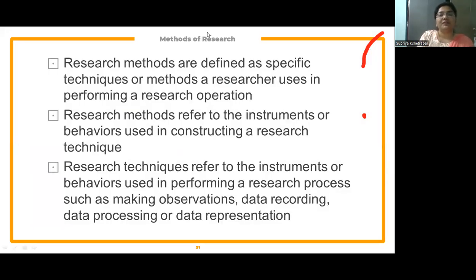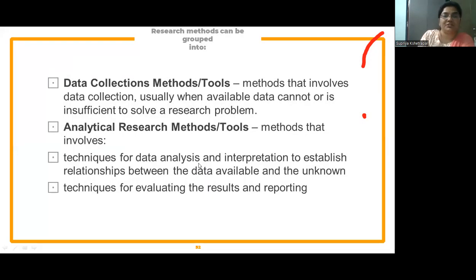Now the methods of the research are defined as specific techniques or methods that the researcher uses in performing a research operation. So these are used to determine the instrument or the behavior, or used in constructing the research techniques. It is also referred to as the instrument or the behavior used in performing the research progress, such as making the observation and data recording, data processing, and data representation.